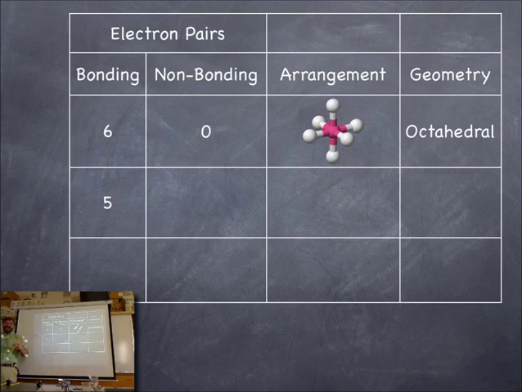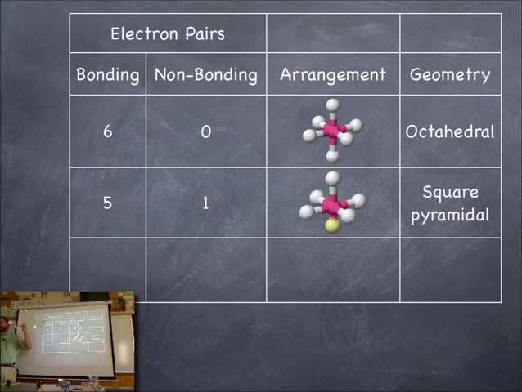All right, 5 bonds, 1 lone pair. Okay, 5 bonds and 1 lone pair, and again, it's like a pyramidal structure. In this case, it's square pyramidal because we have a square-based pyramid.